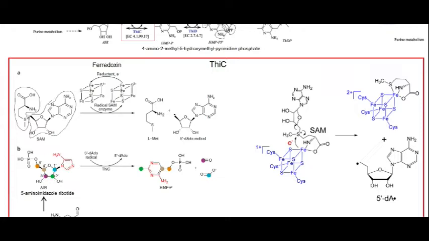But in this case, we are not getting this methyl group. We are actually using this ferredoxin, this iron, what's sometimes called cubane, because it makes this cube, this iron sulfur cubane. And so using this, it's going to detach the methionine from it, but then also generate this radical, this 5' deoxyadenosine radical.